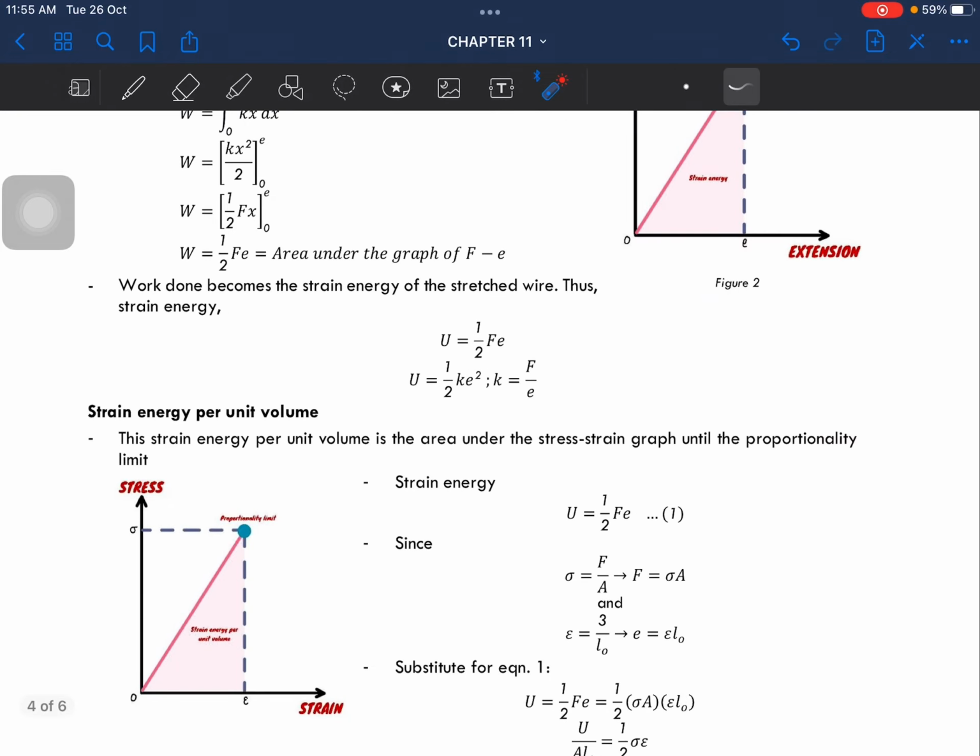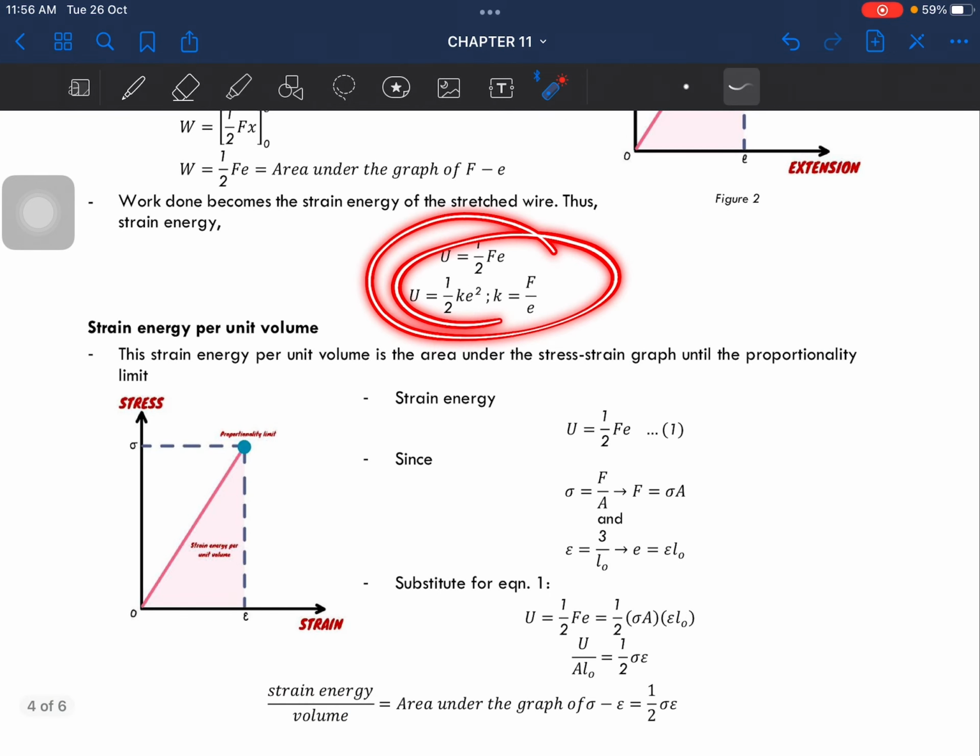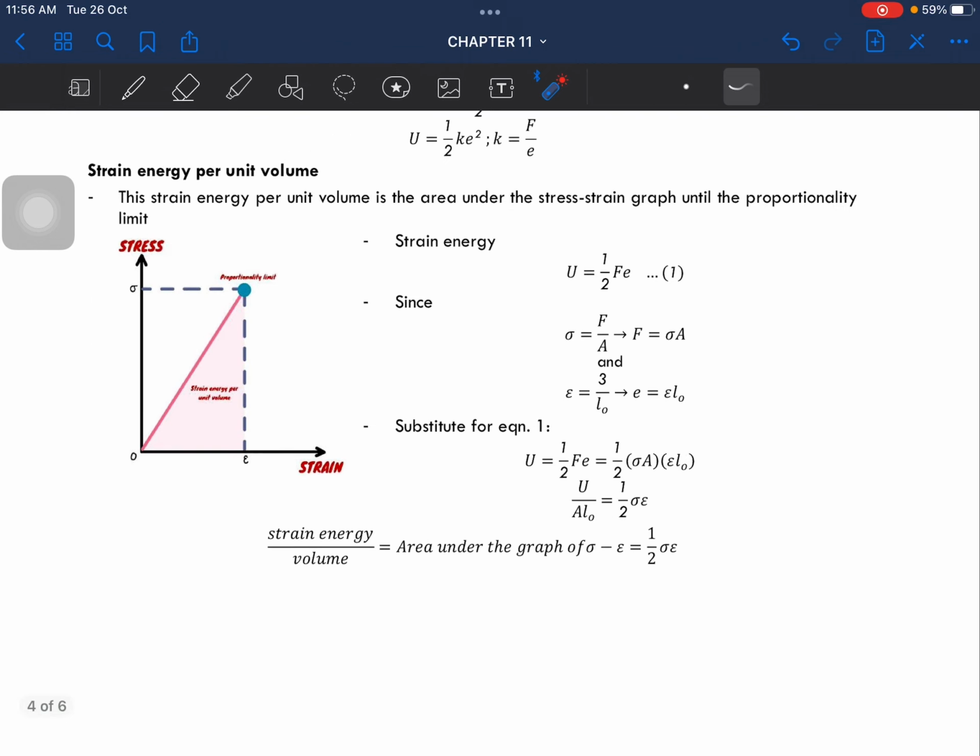Okay, alright, that is that. You just have to know how to use this. And then we have strain energy per unit volume.